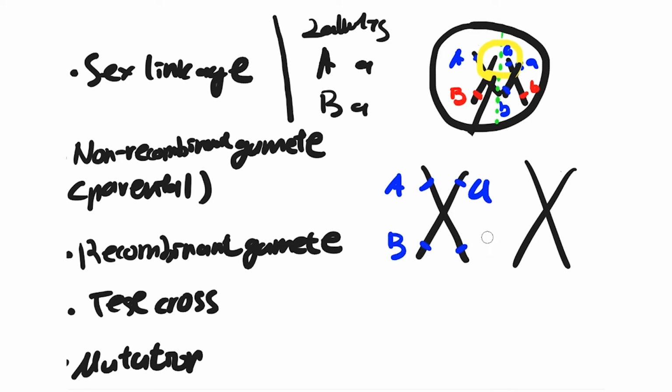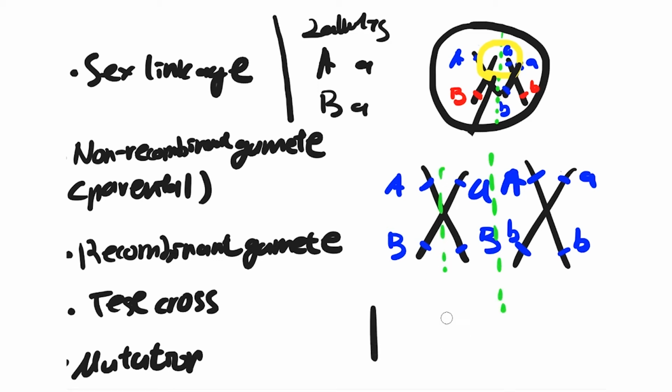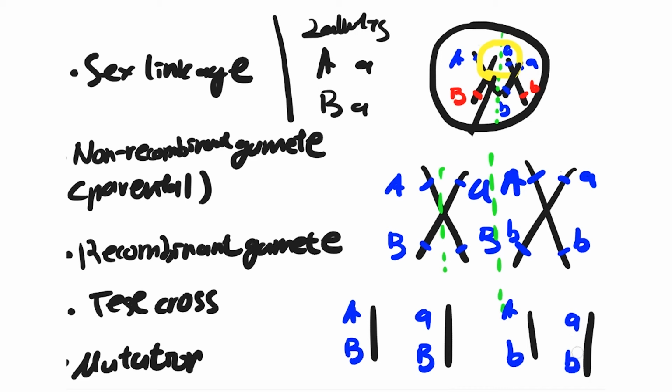big B, big B, big A, small b, small b, small a. So in other words, if we separate the homologous chromosomes again, and then the sister chromatids later on, we're going to have four different kinds of gametes, and these are going to be big A big B, small a big B, big A small b, and small a small b.